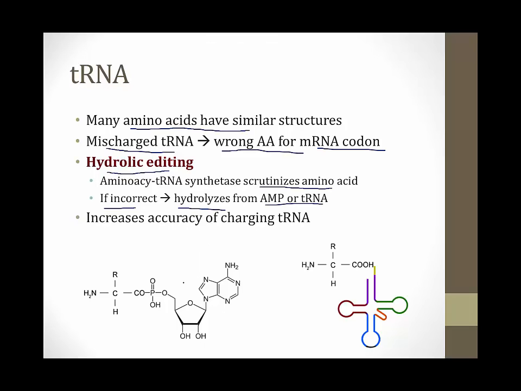If you look at the bottom left side of the screen, this is that AMP intermediate that is linked to an amino acid. And if this is linked to the wrong amino acid, aminoacyl-tRNA synthetase can lop it off and then it won't be added to tRNA. Aminoacyl-tRNA synthetase can also lop off the amino acid from the tRNA molecule if that is incorrect. And this increases the accuracy of charging tRNA in the cells of our body.